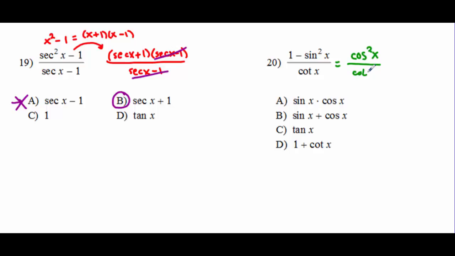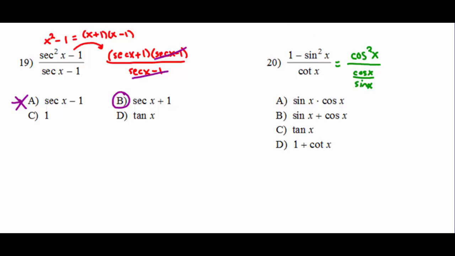And then I'm going to change cotangent x to cosine over sine x. In fact, I'm going to erase what I have and go ahead and make that change so I don't have to rewrite a step. Cosine x over sine x.